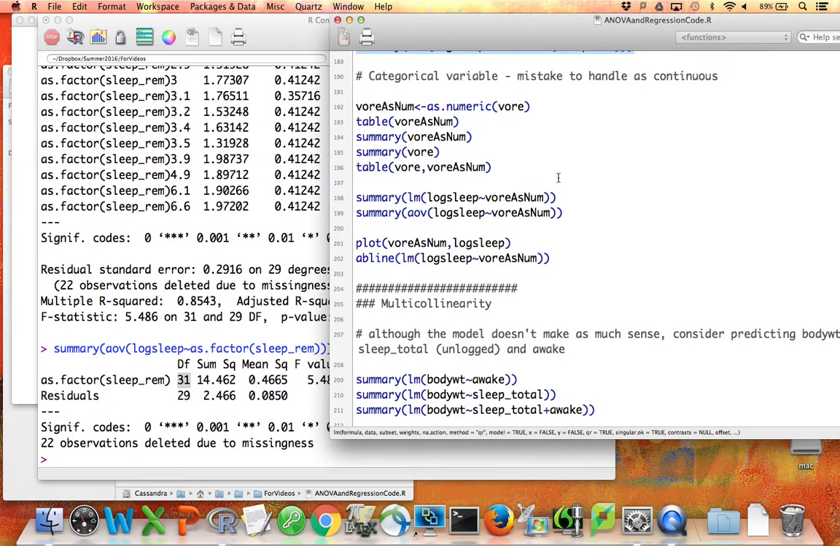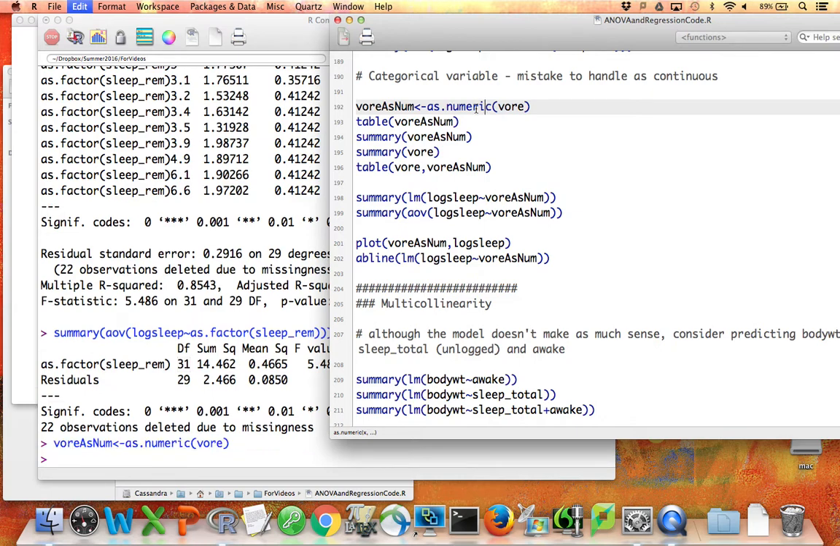But the problem also goes the other way. If you have a categorical variable, it's a mistake to handle it as continuous. I think this is a more common error. You'll often have a variable in a data set that's categorical, but the values are labeled 1, 2, and 3. And if you read those in as numeric, R is going to assume that's a numeric variable as opposed to a categorical. So to show you what could happen here, I'm going to create something called vor as num, which is going to be a numeric version of the vor variable. So remember that the vor variable is categorical.